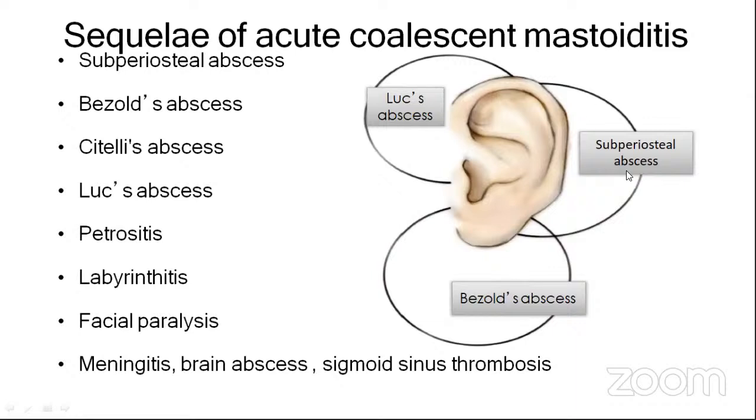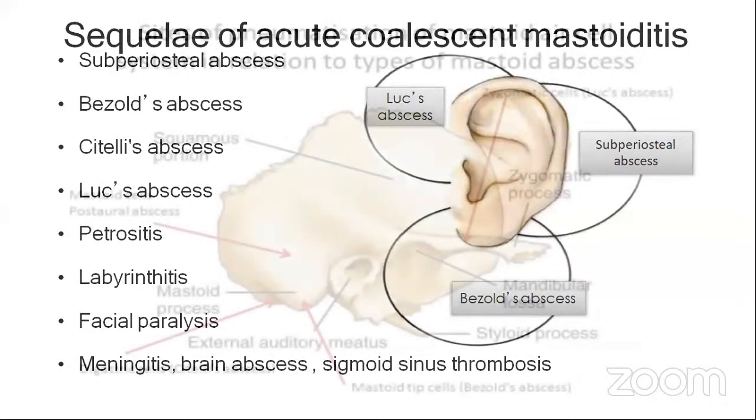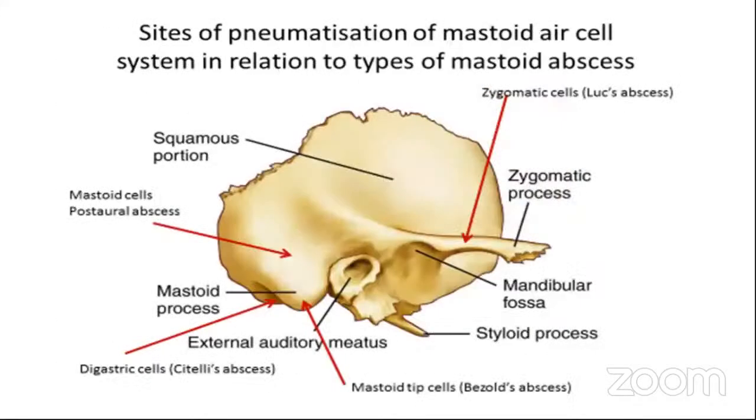It can form Citelli's abscess in the occipital region. It can form Luc's abscess in the pre-meatal wall. It can form petrositis. It can form labyrinthitis, facial paralysis, meningitis, brain abscess, and sigmoid sinus thrombosis. So this is a diagram showing the various pneumatization of the mastoid in relation to the mastoid abscess.